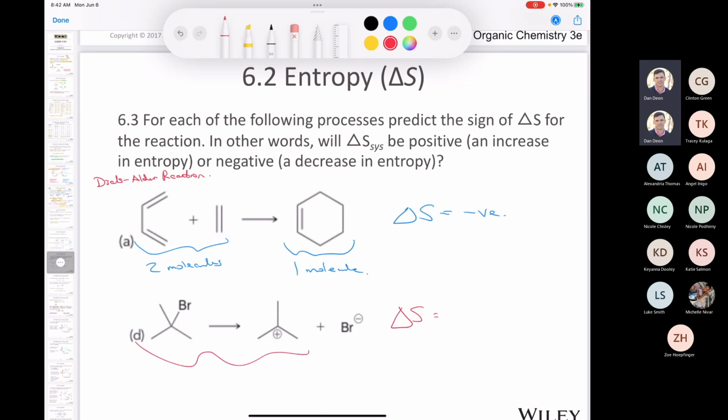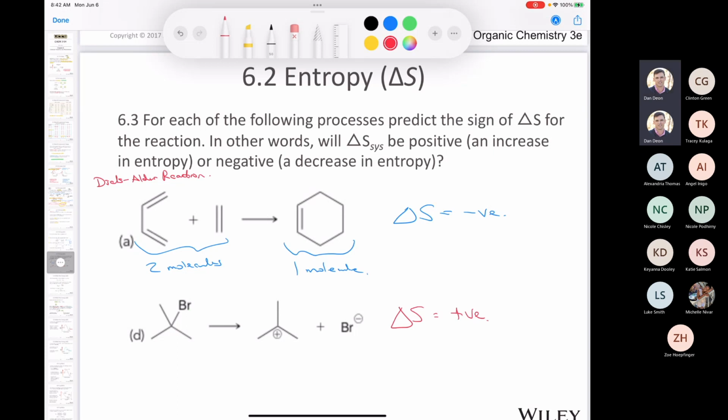Down here, we have this compound. This is called tert-butyl bromide. And then we end up with this carbocation and a bromide ion. What's happening here? Is my delta S positive or negative? Yeah, absolutely. Delta S is positive, right? The randomness or the disorder is increasing as things get more disordered. We go from 1 mole of something to 2 moles of something. Okay, so that covers the first two sections already done.